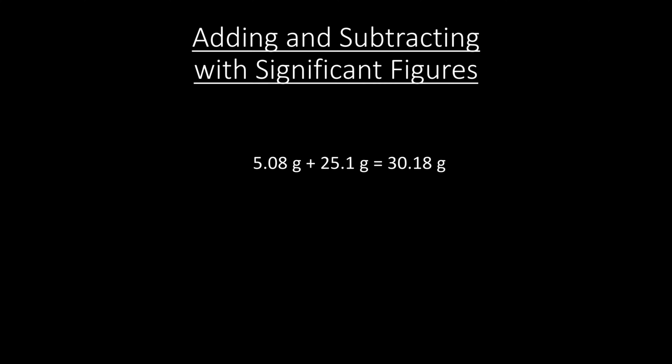Now, I recommend you just do the math for the problem first, and then we round based on the significant figures that we added. So for example, there are 2 significant figures after the decimal place in the first number. There's 1 significant figure after the decimal place in the second number. And so we want only 1 significant figure after the decimal place in the answer, the lower number of significant figures. So we rounded up to get just 1 significant figure.